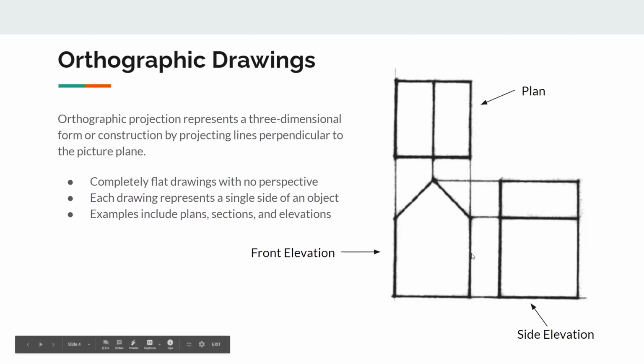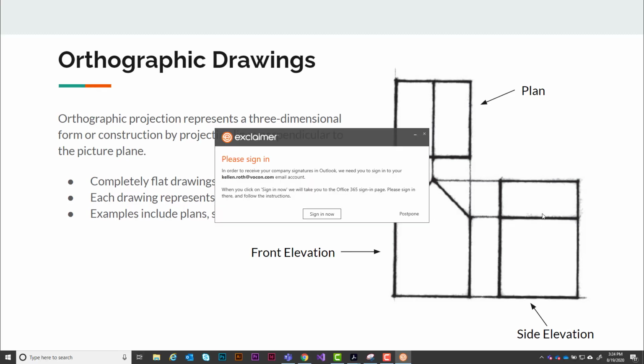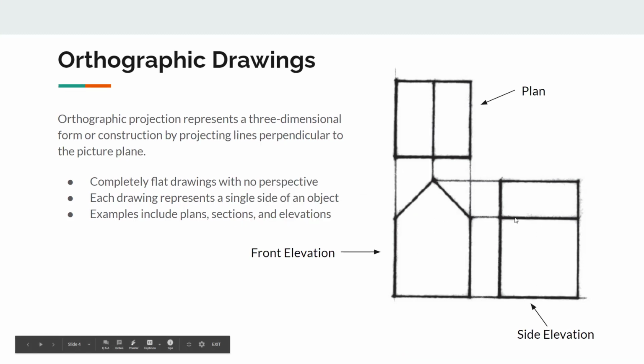All right, so like I said in the previous slide, here's the front elevation, and then those lines get projected up, and then the top view right here, which is what we call the plan, and then projecting the lines to the side gives us the side elevation right here.